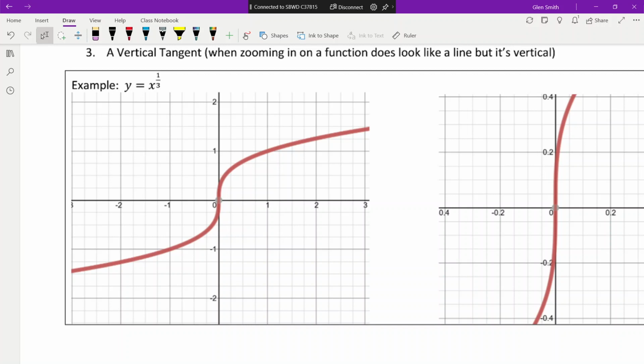The reciprocal? No, that is the cubed root of x. What do you mean? It's the inverse of x cubed. That's what you're trying to say there, okay?